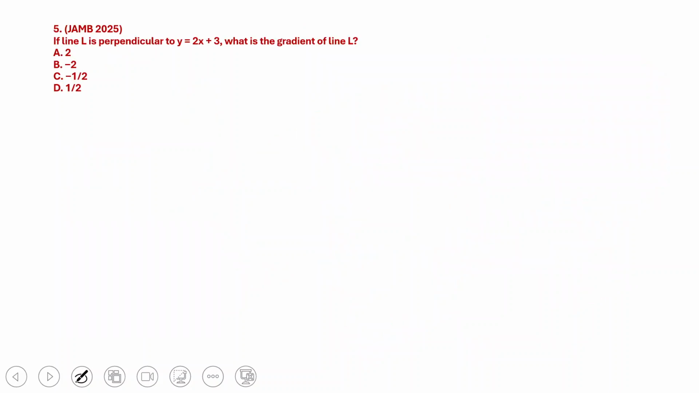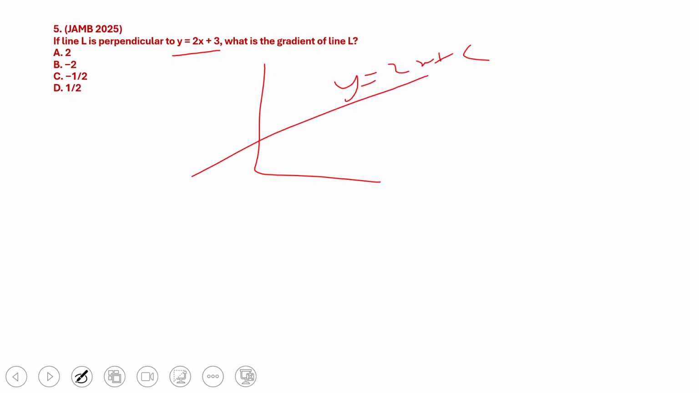So there's a question on the board, 2025 JAMB. It says if line L is perpendicular to y equals 2x plus 3. So if this line is y equals 2x plus 3, they said if another line is perpendicular to it, what is the gradient of the line? So this is the line we're looking for, the gradient of this line. Already we have the gradient of this line, y equals 2x plus 3. The gradient is already 2.